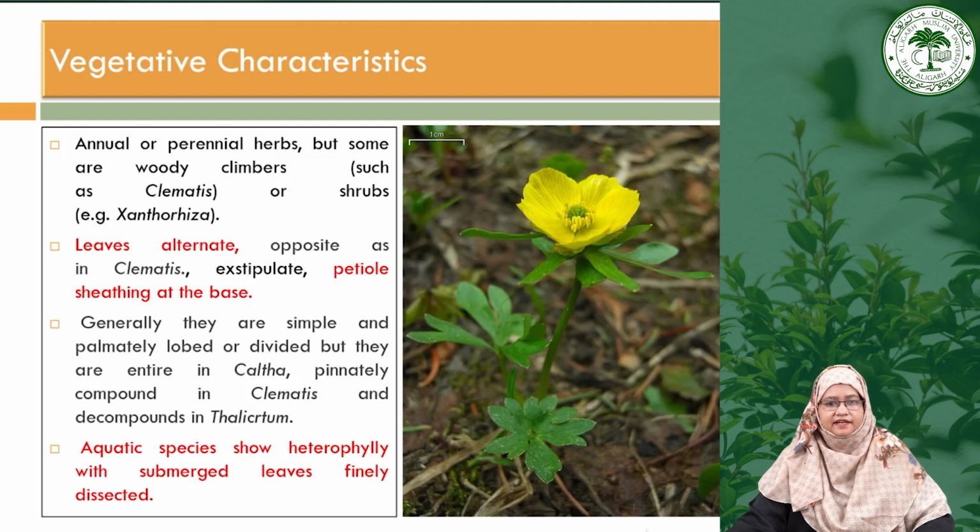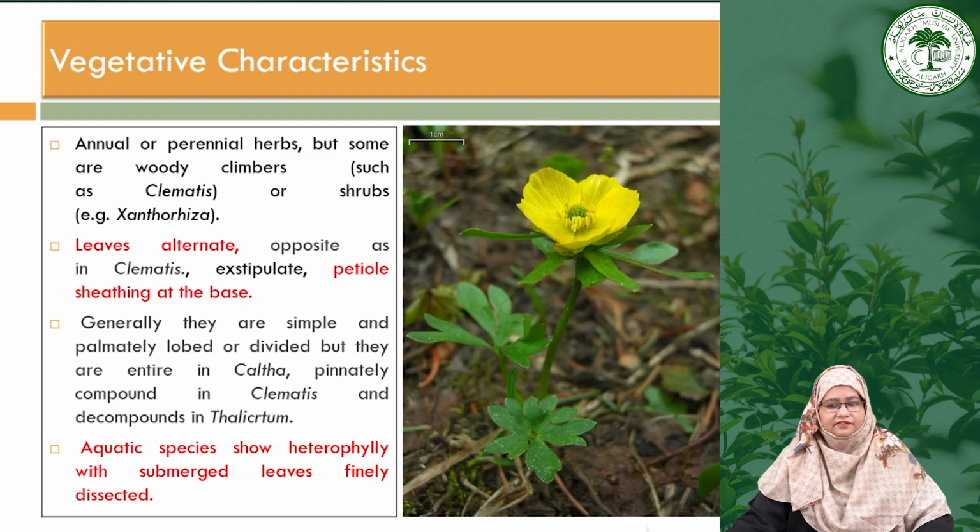Leaves of these plants are generally simple but can exhibit variation such as palmately lobed or divided forms. But they are entire in Caltha, pinnately compound in Clematis and decompound in Thalictrum. Aquatic species are particularly interesting as they show heterophylly, adapting leaf form based on their submerged or emergent growth, with finely dissected leaves below the water surface.